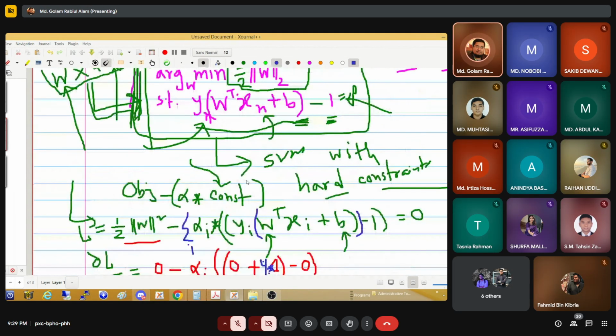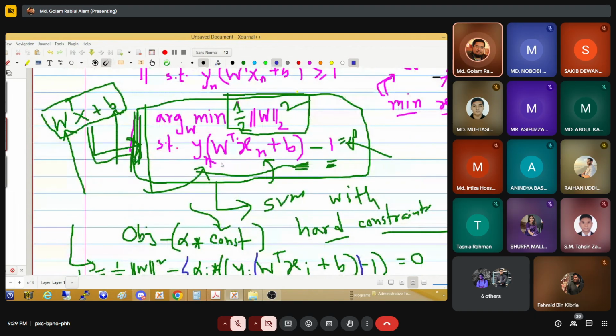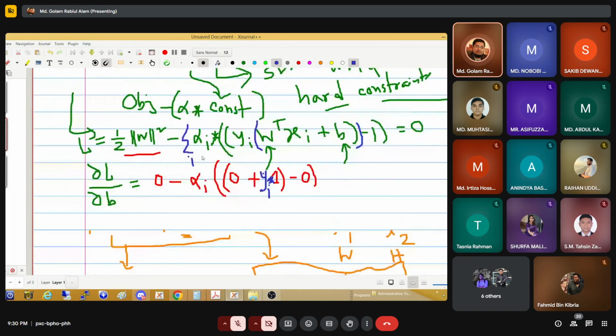Because not only one single data point, we have to consider all the support vectors. Support vectors can be multiple, at least 2 support vectors. So that's why you have to sum up over i. Here is the summation of i. Then we can see from here it will be alpha i y_i, so negative of summation of i, alpha i and y_i.